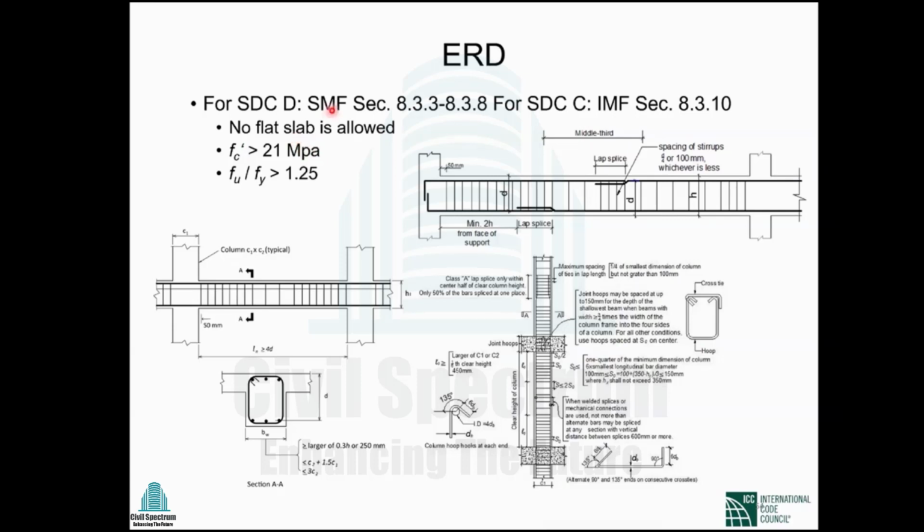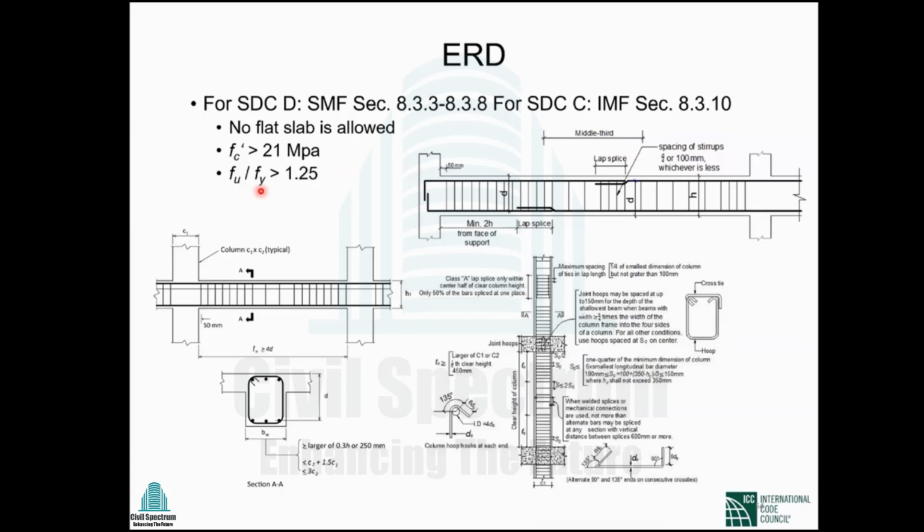For moment frame structures, moment resistant frame type of buildings. For other types of buildings like dual system, things are different. But in general, no flat slab is allowed. f'c, concrete strength, 28-day concrete strength must be more than 21 megapascal or 3000 psi.